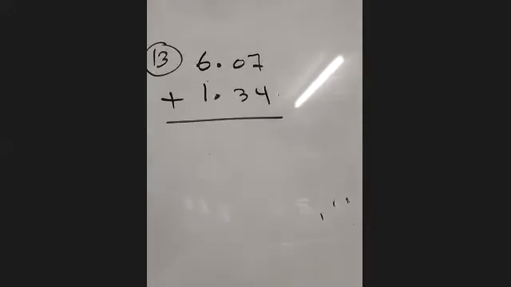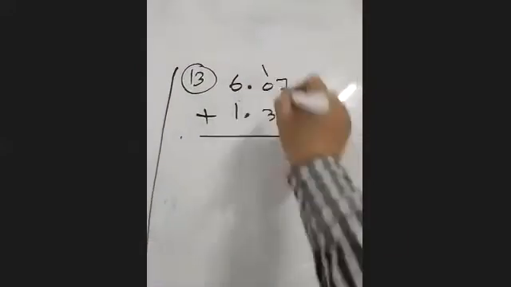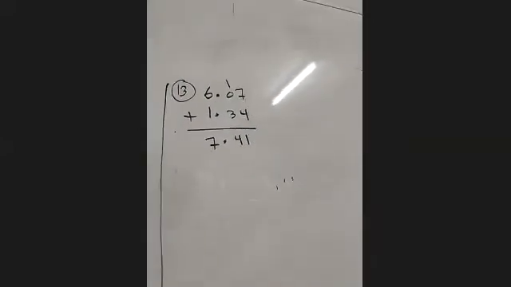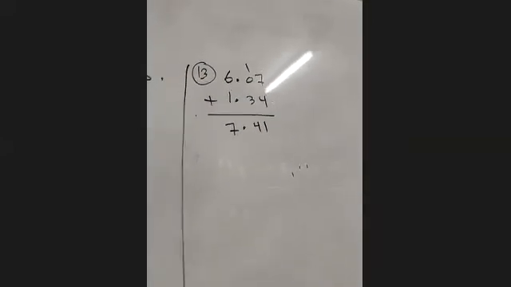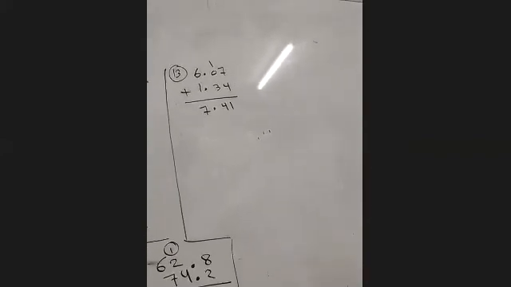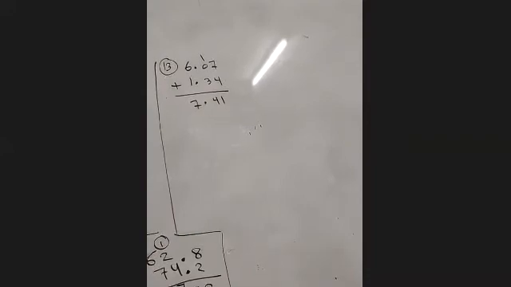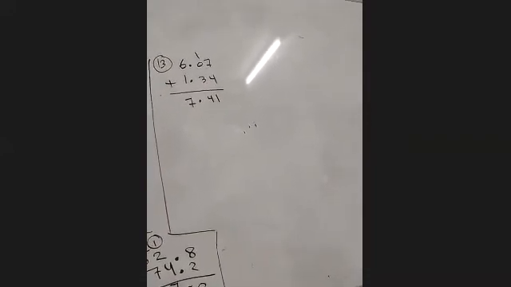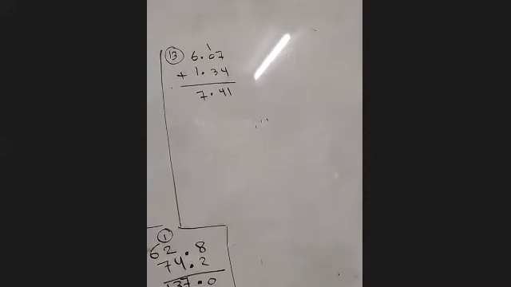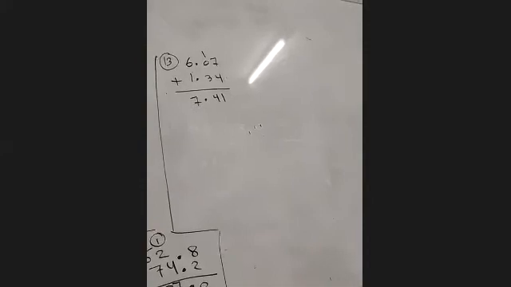7 plus 4, 11. We put 1 and carry 1. 1 plus 0, 1 plus 3, 4. We put the decimal. 6 plus 1, 7. So it will be 7.41. Good boy. Copy, guys.